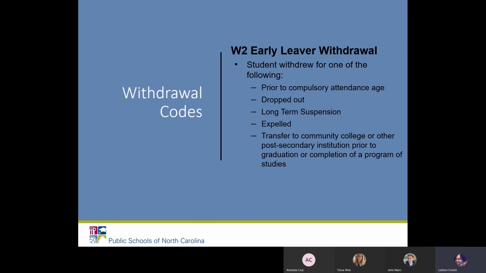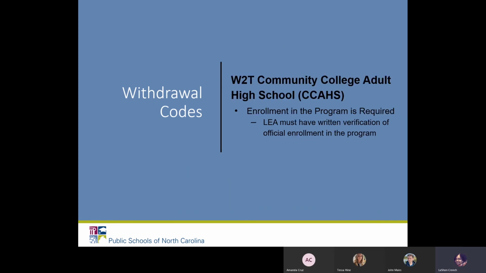W2, early leaver, means a student is withdrawn because of dropping out, long-term suspension, expulsion, or enrolled in community college or other post-secondary institution before completing a program of studies. W2T, community college adult high school, means this student has enrolled in a community college adult high school program. The community college should provide some type of written verification of the enrollment.